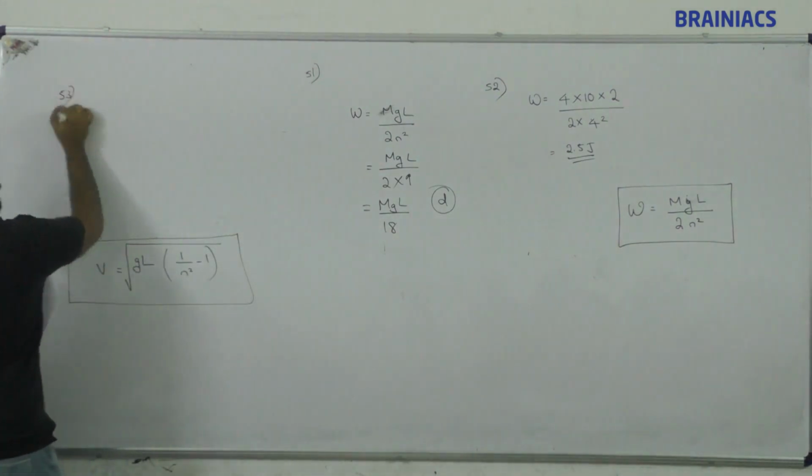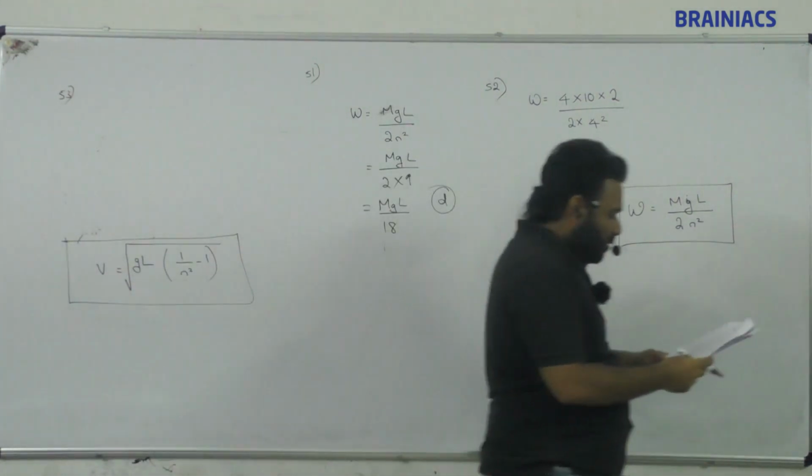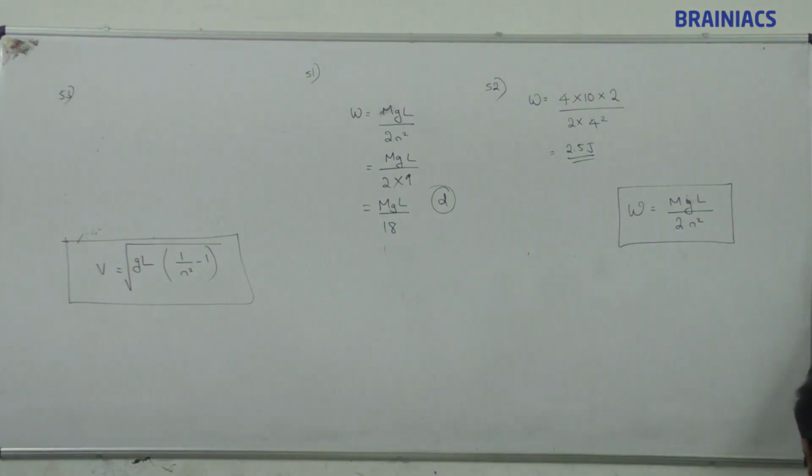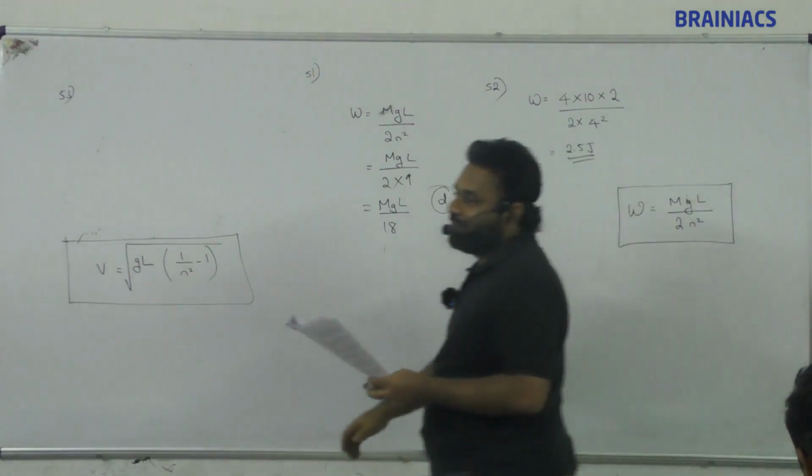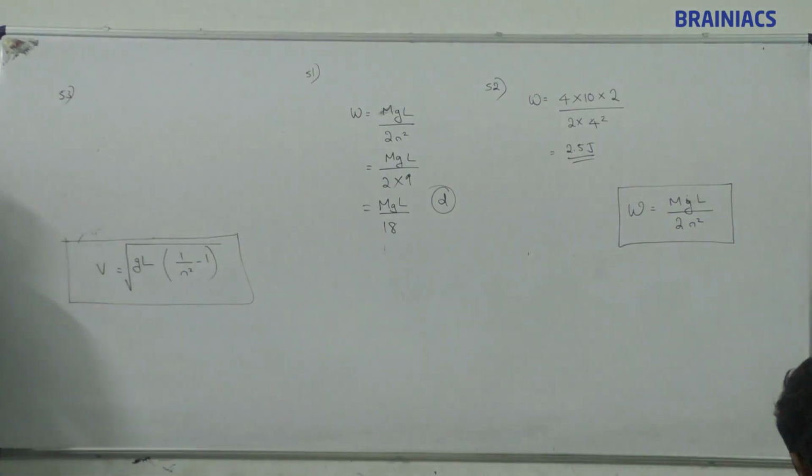Question number 53. Come on, fast. A uniform chain of length 2 meter is held on a smooth horizontal table so that half of it hangs over the edge. If it is released from rest, the velocity with which it leaves the table.